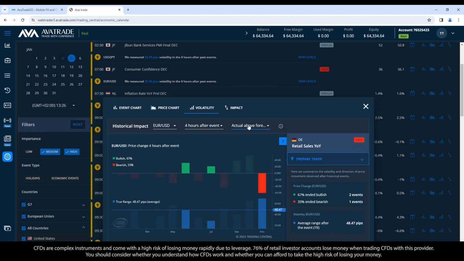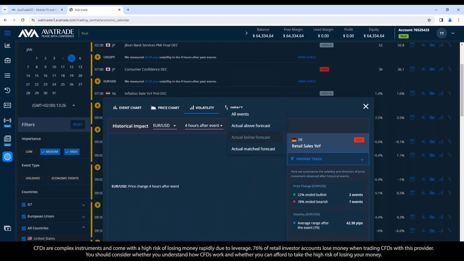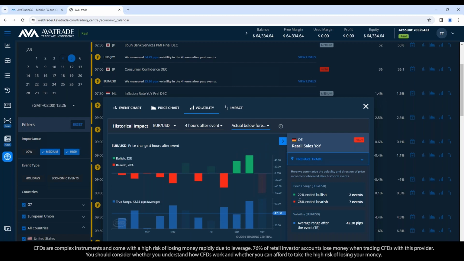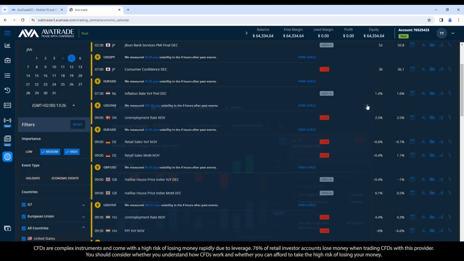2/3 of the time rise if it's above forecast, and 78% drop if it comes in below forecast. Okay, so this one I really like. And I kind of knew that in advance just from experience with this retail sales announcement out of Germany.